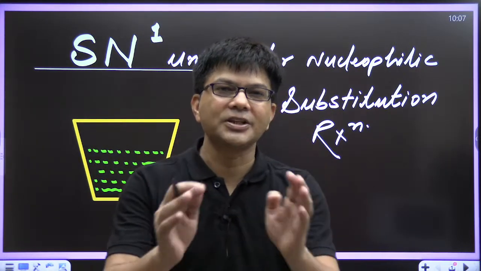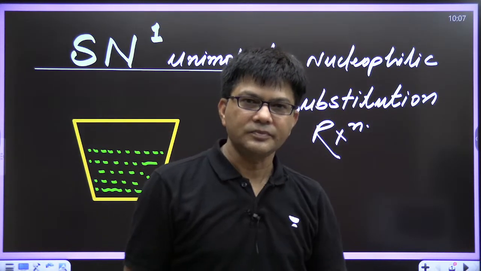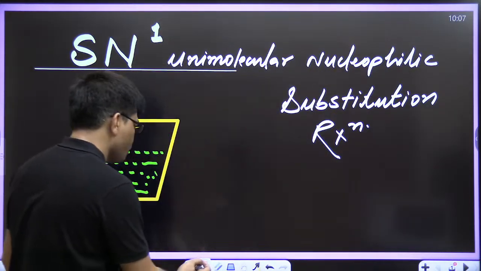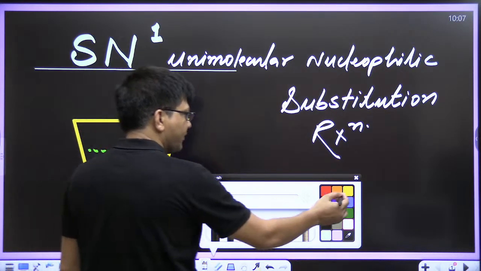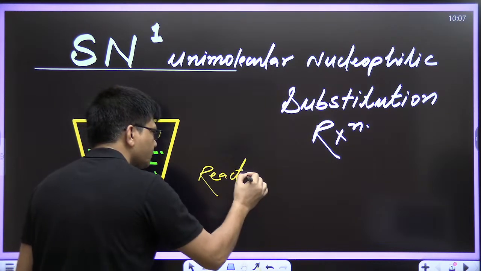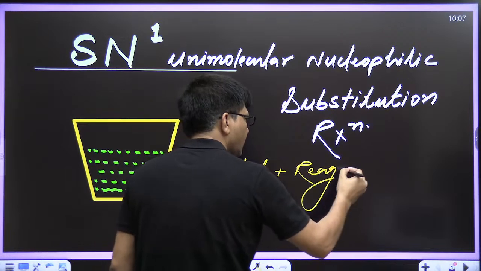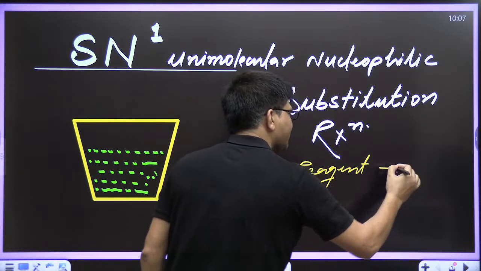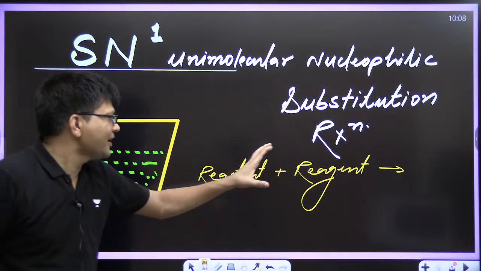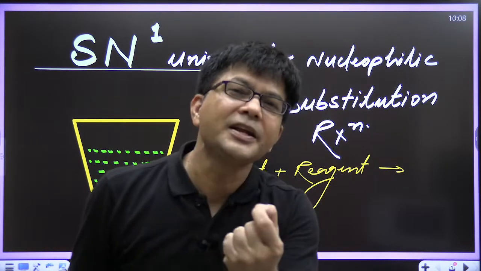And the rate of reaction is only dependent on one of the entities. You know that for a reaction to take place, 2 entities are required. What are those 2 entities? One is the reactant and another one is the reagent. It requires 2 to make a fight. So reactant is there, reagent is there, but the rate is not dependent on the reagent. It only depends on the reactant.